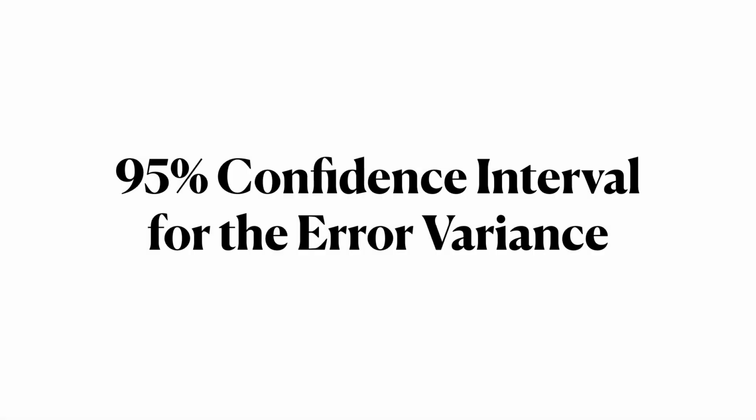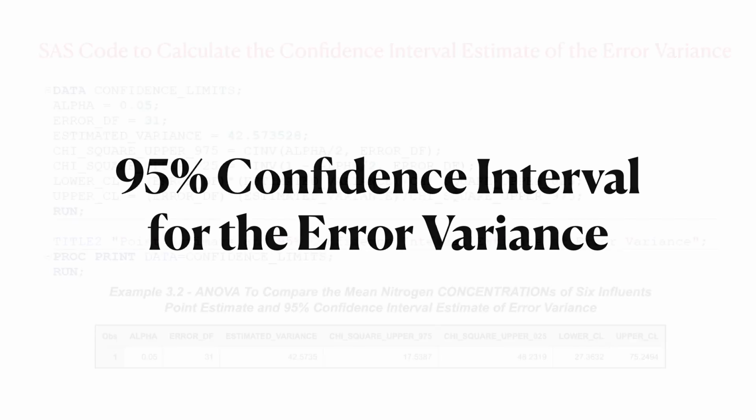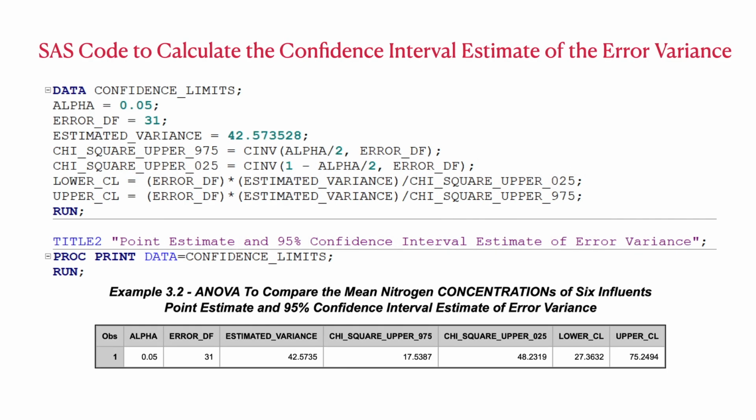Next, we're going to construct a 95% confidence interval estimate of the error variance, and we're going to do this based on the chi-square distribution. Here's the SAS code to calculate the confidence interval estimate of the error variance, and as you can see, I've programmed this in a data statement. The confidence interval that we obtain ranges from 27.3632 up to 75.2494, and that's the same that we got when we did this by hand.